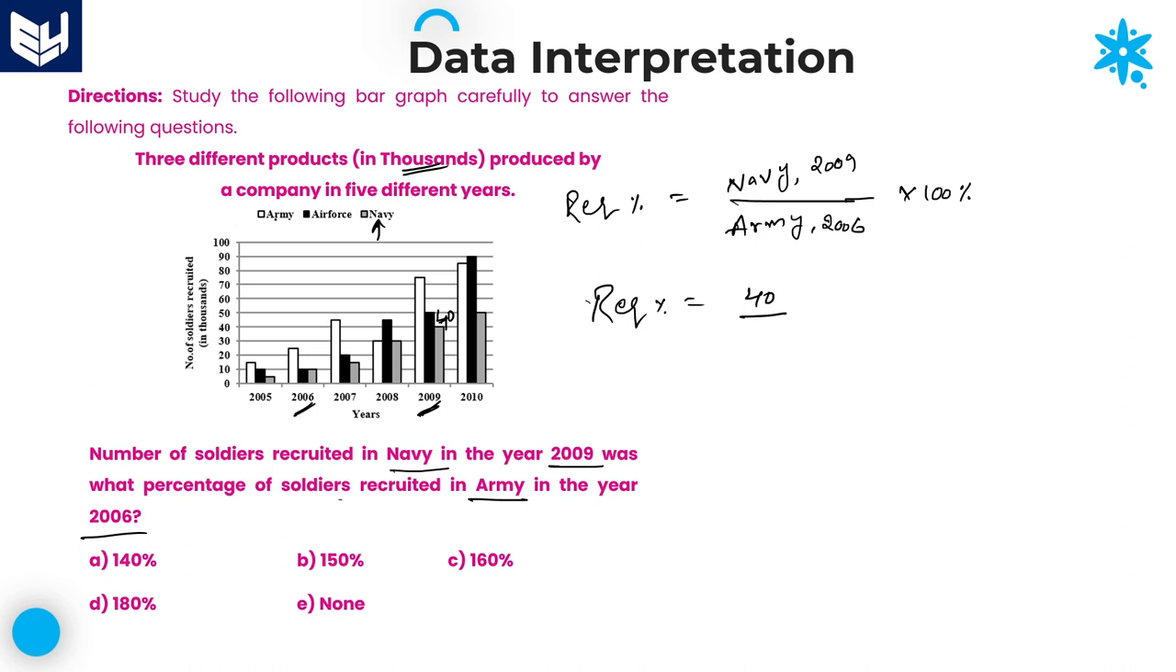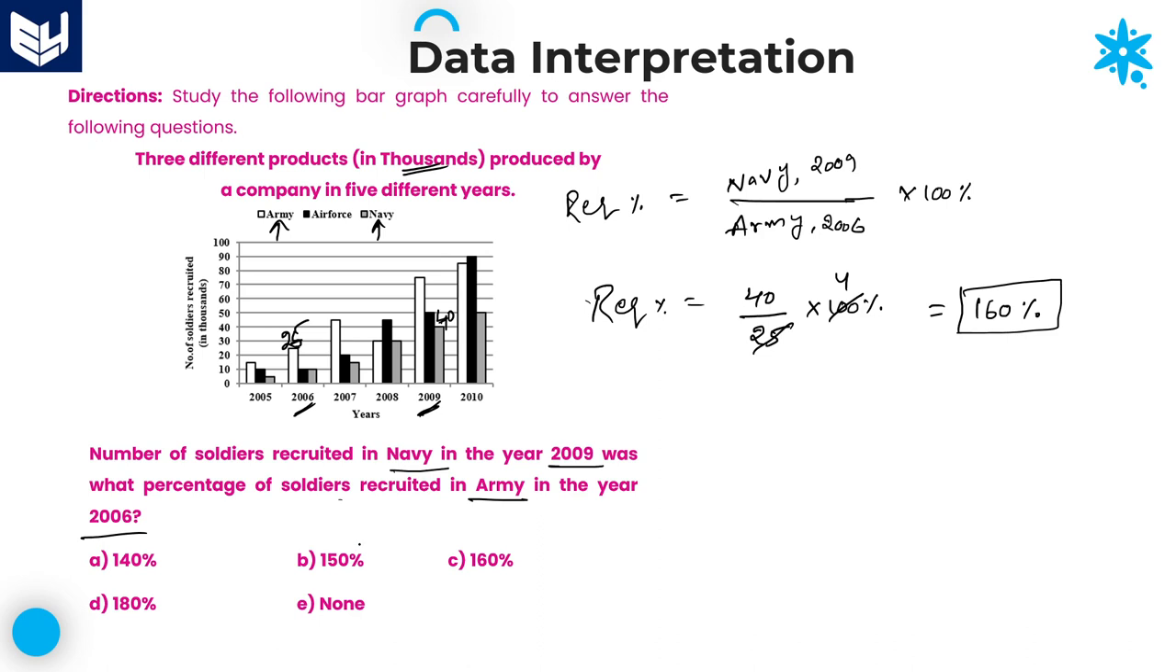Coming to Army. Army is the first bar. This is the value. If you observe, this value is in between 20 and 30. So this value becomes 25. So the denominator value is 25, and into 100 percentage symbol, that is common. 40 by 25, into 100: 4 times 40 is 160. 160 percentage, that is the required answer for this question.